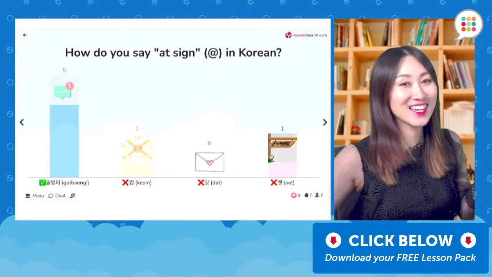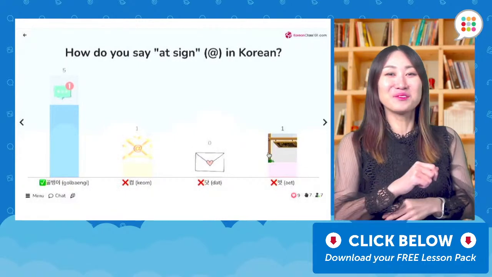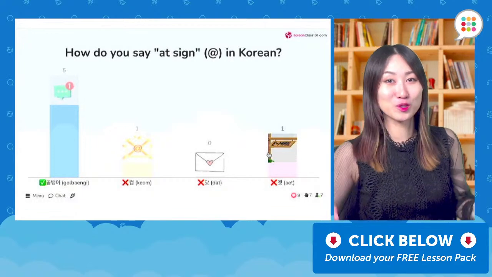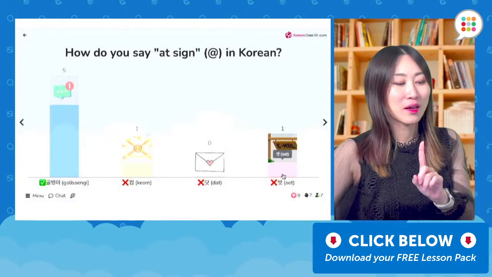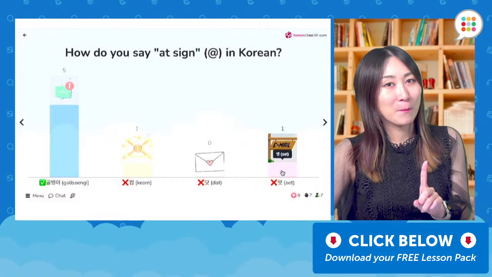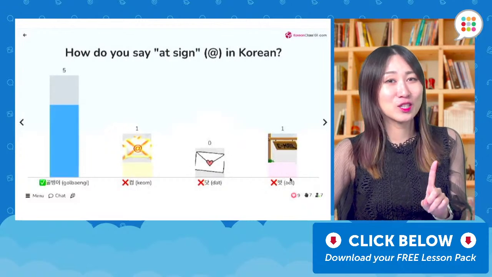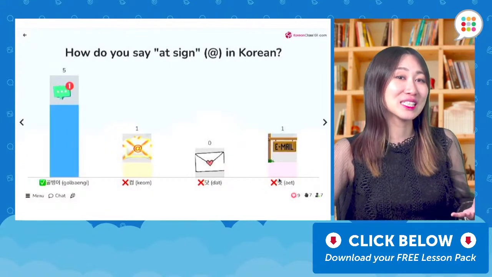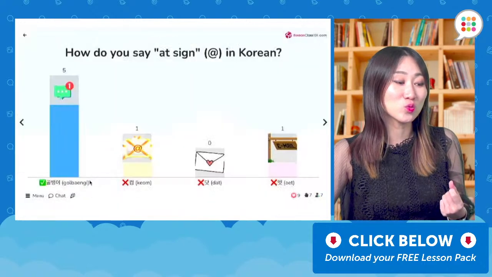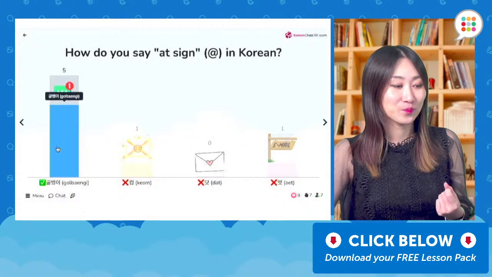Wow, you're so fast. I was reading the options and you finished. Awesome. @ is a good choice, but @ is an English word. And in Korea, we don't use this word, but instead we use this word, which is 골뱅이.